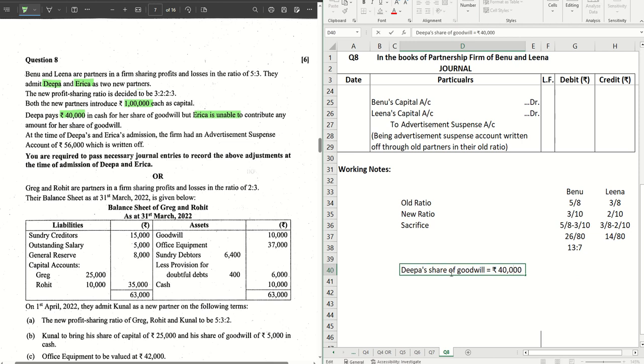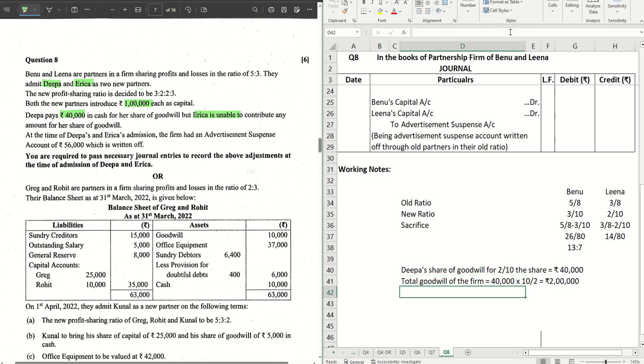And this is for how much share? Deepa's share was how much? That was 2/10. For 2/10 share, using the unitary method, the total goodwill of the firm will be how much? 40,000 multiplied by 10/2, right? So which comes to how much? Which is 5 × 4, 2 lakhs. That's the total goodwill of the firm.